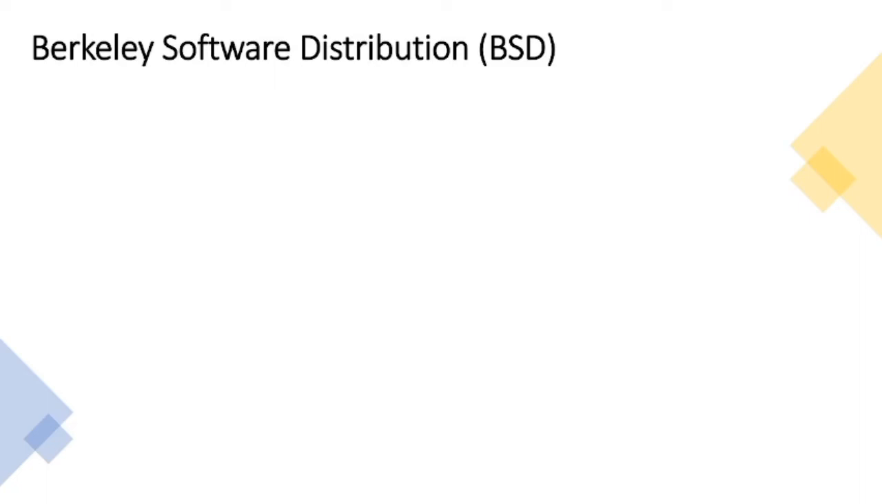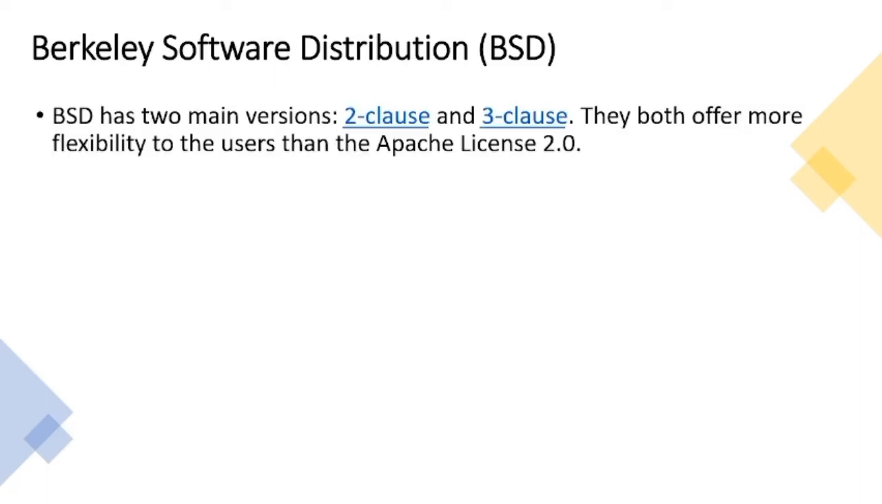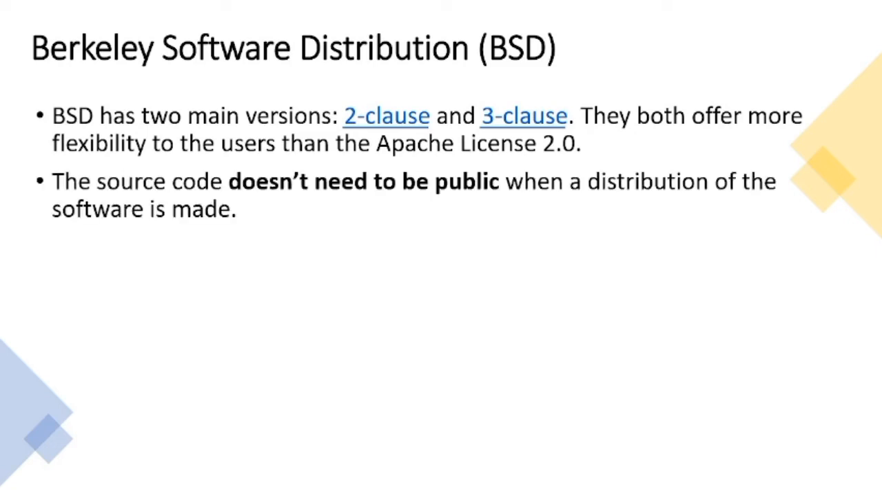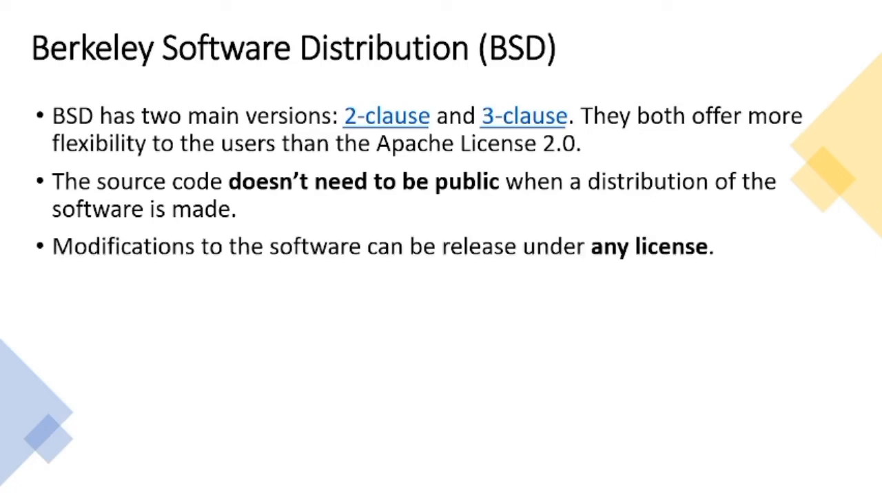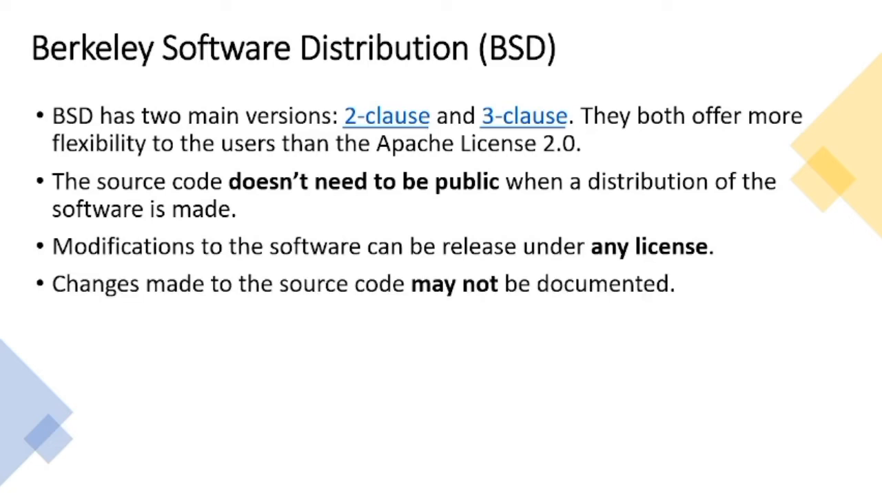Berkeley Software Distribution. BSD has two main versions, 2-clause and 3-clause. They both offer more flexibility to the user than the Apache License 2.0. The source code doesn't need to be public when a distribution is made. Modifications to the software can be released under any license. Changes made to the source code may not be documented. Now, the most important one: it offers no explicit position on patent usage. This was not present in the Apache License 2.0.